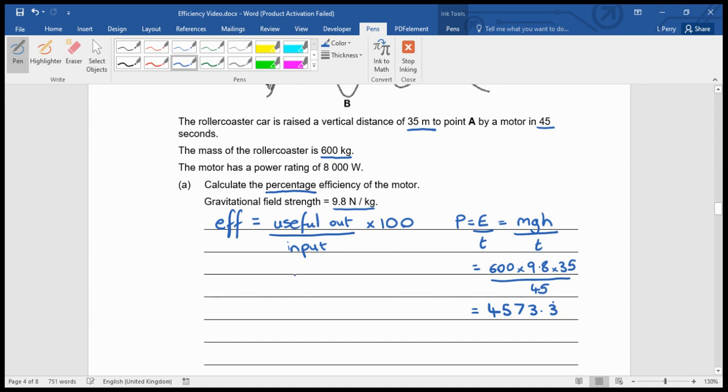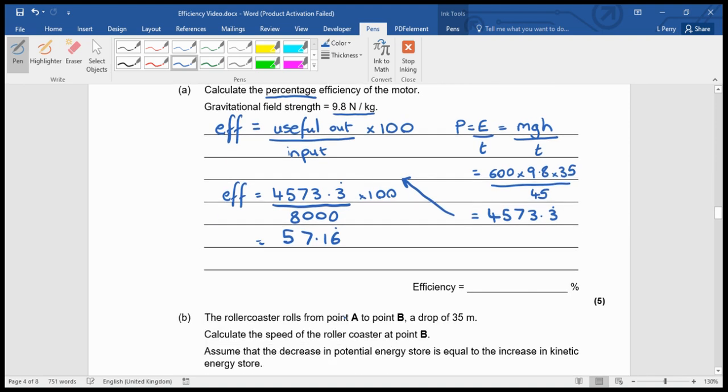So now I can put it into this equation. So this is going to go in here. So my efficiency, useful power output, 4573.3 recurring, divided by my 8,000 input that the question gave me. And because I've still got this number in my calculator, I can just press divide by 8,000. And that gives me an answer of, oh, I've forgotten to times by 100. So times 100 gives me an answer of 57.16 recurring.